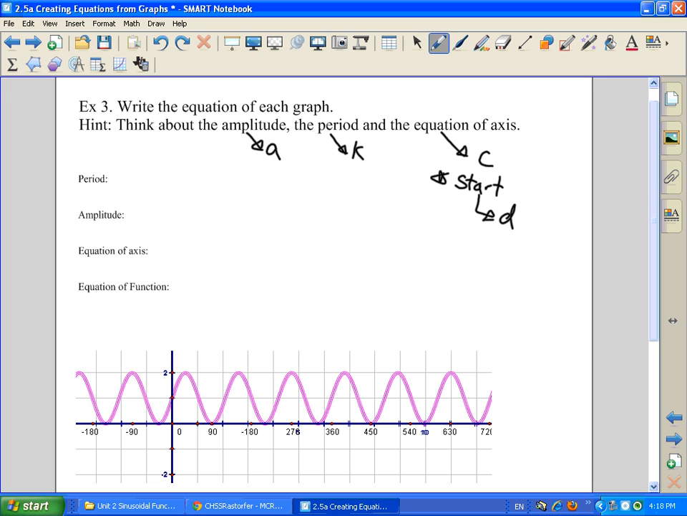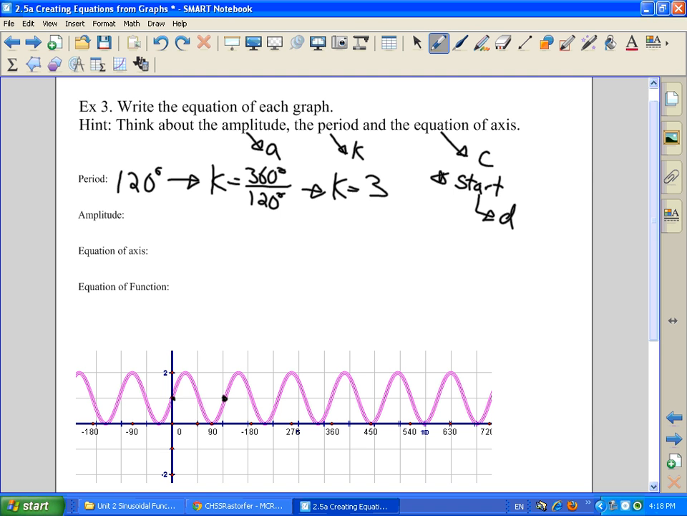The period. How do we figure out the period, ladies and gentlemen? What length of time do we have here? Looking at this, it looks like 120 degrees to get from there to there. So how do we figure that out? We know if the period equals 120 degrees, we use that information in defining K. So K equals 360 degrees divided by 120 degrees. So what does that tell us? That K equals 3.